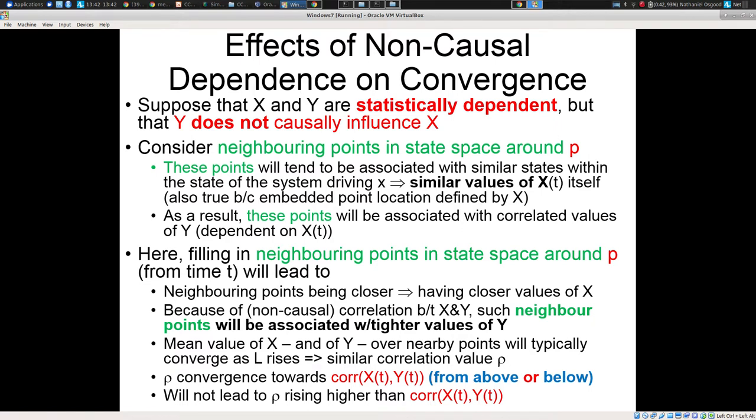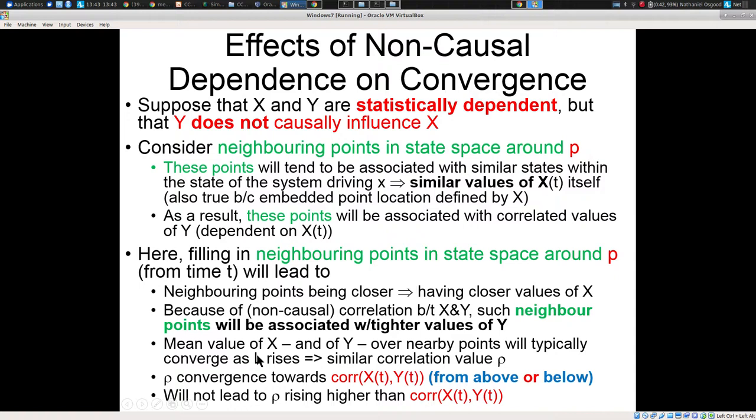So here, to reason this through, we're going to think some about what's going on in the neighboring spaces, the neighboring points. If we reconstruct the state space of X, Y is not part of the state space of X. Y is not a dimension of the state space in X. So per se, being closer in the state space as reconstructed from X doesn't tell us directly about Y. It doesn't mean Y is similar. However, because they're correlated with Y, closer values of X will typically have a closer value with respect to Y. So neighboring points will tend to be associated with tighter values of Y.